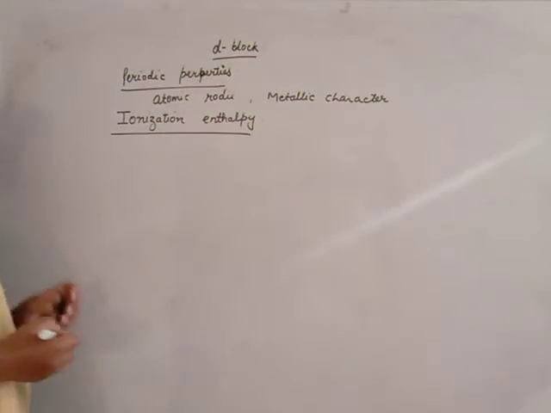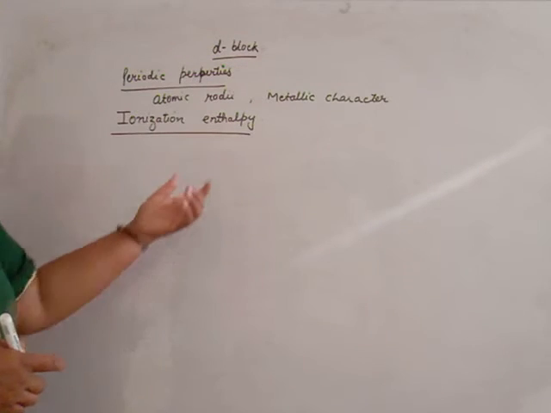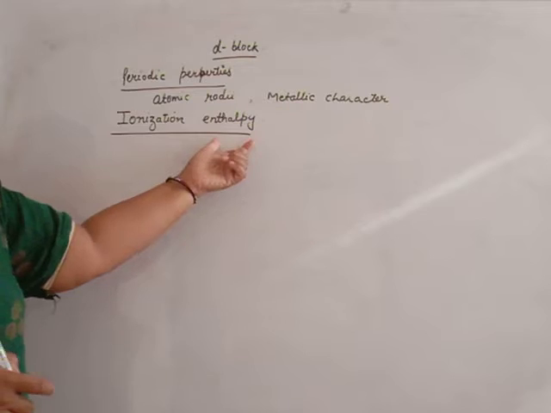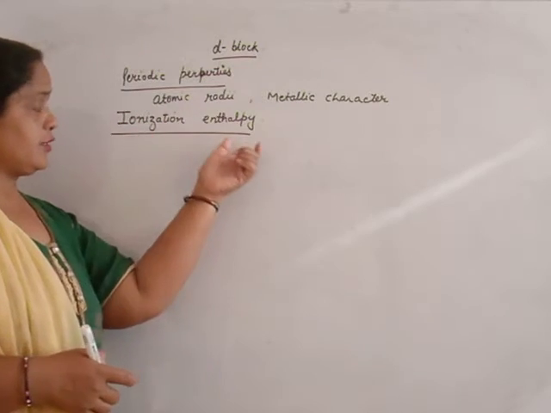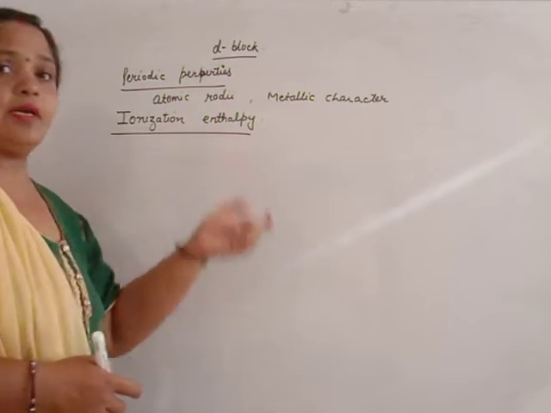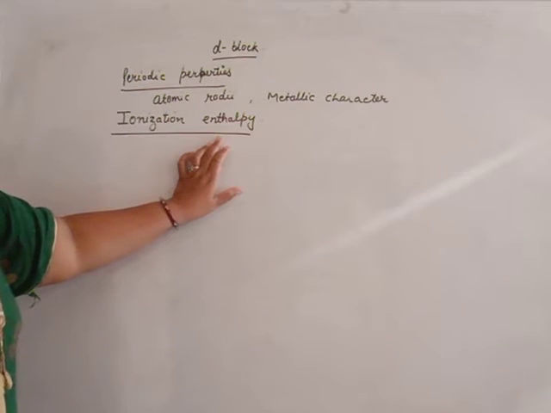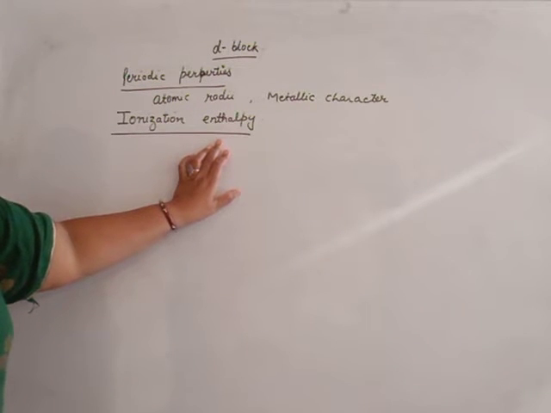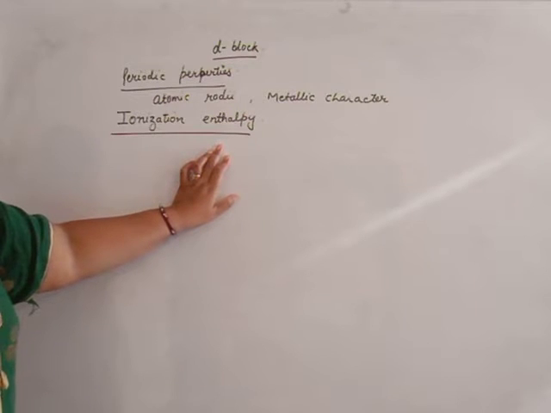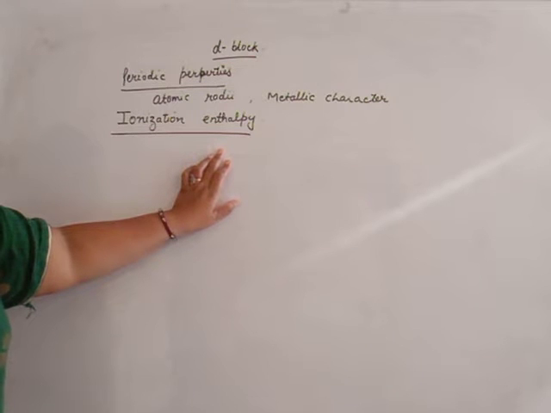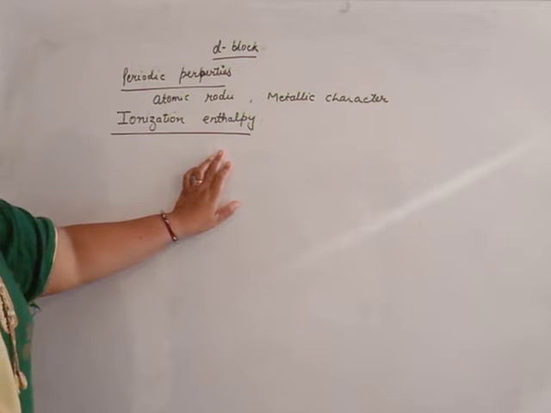Ionization enthalpy means energy. Ionization energy or ionization enthalpy are the same thing. This is the amount of energy required to remove the valence electron or outermost electron from an isolated gaseous atom.